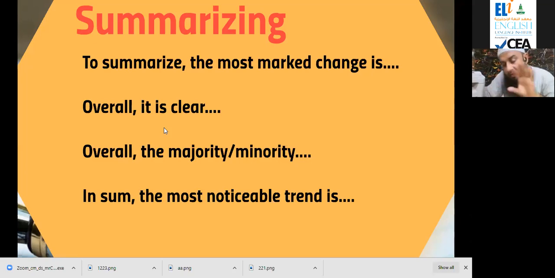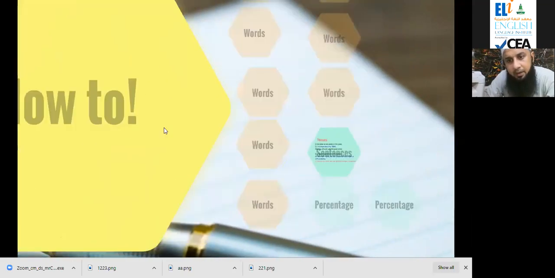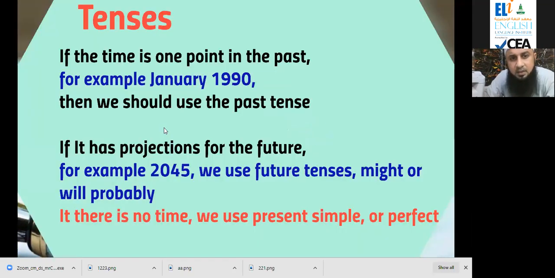Because if they say it should be there, don't write from your mind. Check that diagram and summarize it. You don't have to write your opinion. Okay? And then you write sentences. If the time is one point in the past, write past simple.